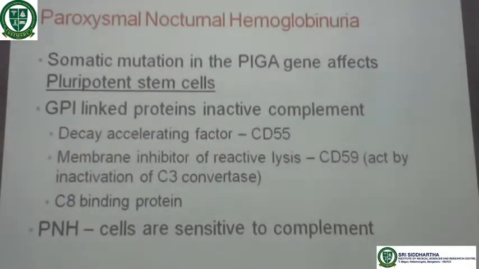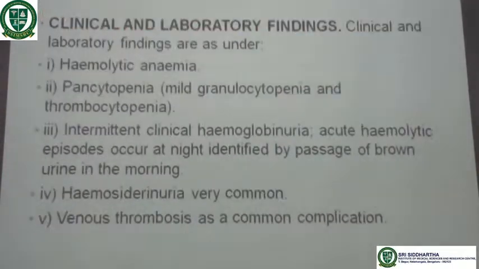Normally we have GPI linked proteins which inactivate the complement, that is CD55, known as decay accelerating factor, and CD59, known as membrane inhibitor of reactive lysis. And also we have C8 binding protein. These proteins on the cell surface prevent the RBCs from lysis, hemolysis. But whenever there is a somatic mutation in the PIGA gene, we see absence of CD55 and CD59, and since these CD markers are absent, these cells become sensitive to the complement. So such cells are easily destroyed by the complement.